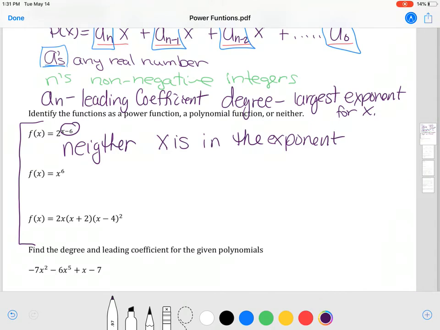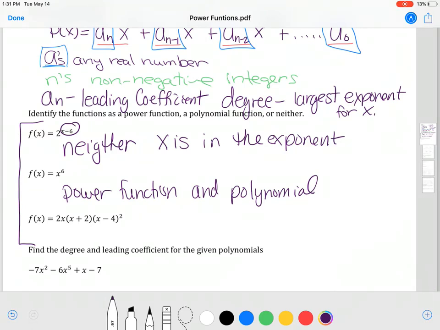In the second example, f of x is equal to x to the 6th. This is actually a power function and a polynomial function. This fits both definitions. If you notice, we have one term, which fits the definition of a power function, and we have coefficients and exponent that is real numbers, again, fits the definition of power function. But it also fits the definition of a polynomial function because my exponent is a non-negative integer, which is 6. So it works for both definitions.